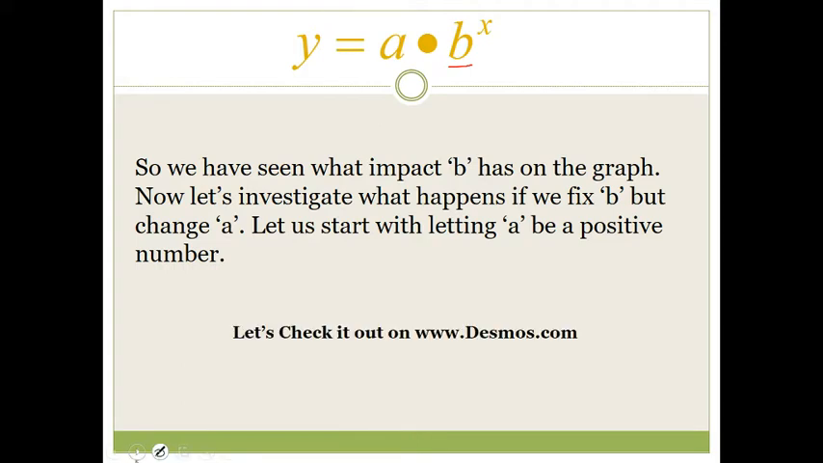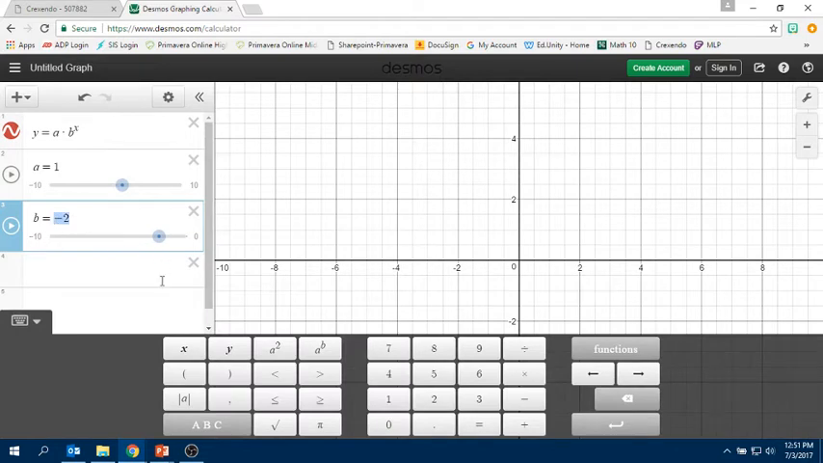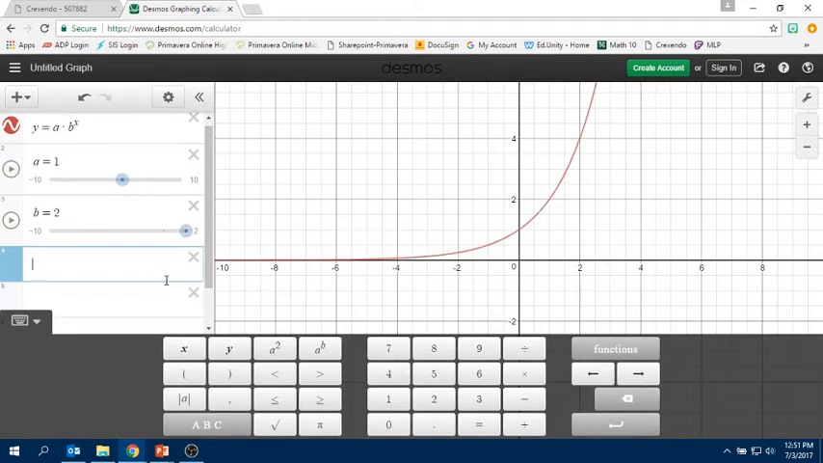All right, so let's go ahead and check that out on Desmos. So now we're going to fix the b, right? We're going to let a vary. All right, so let's fix the b at 2, so it's in line with our parent function. Now I fix the b at 2, and we're going to go ahead and let a change. We're going to see what happens.